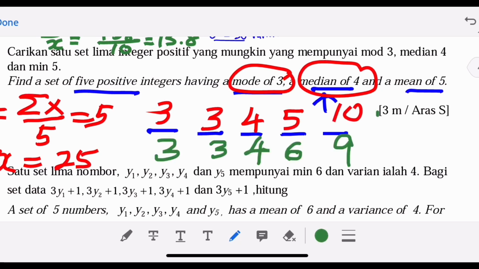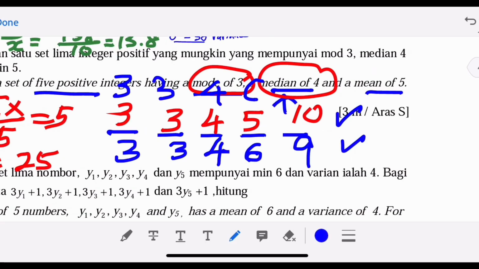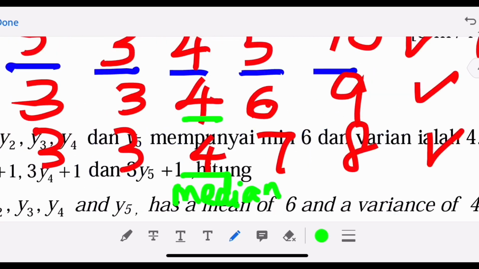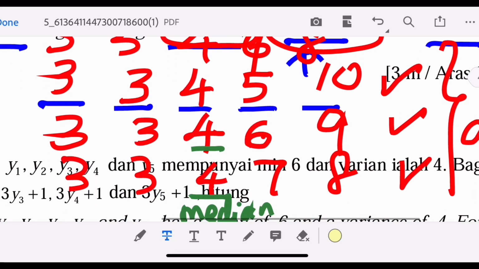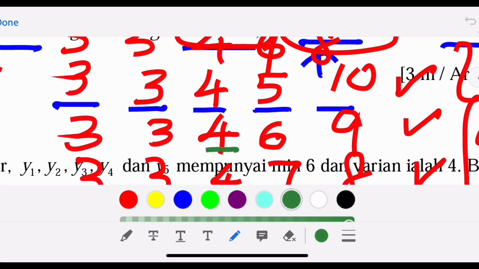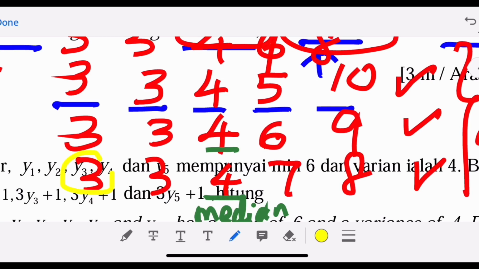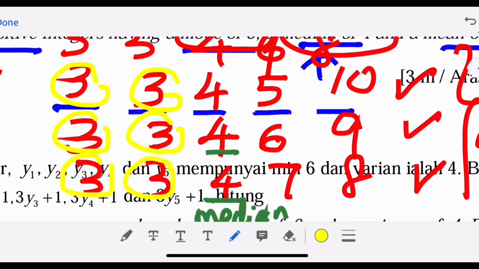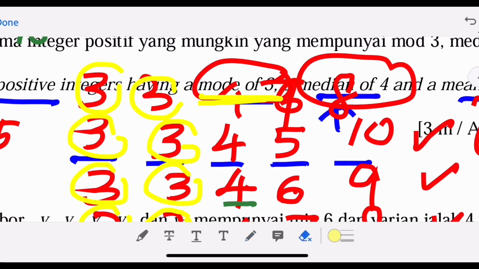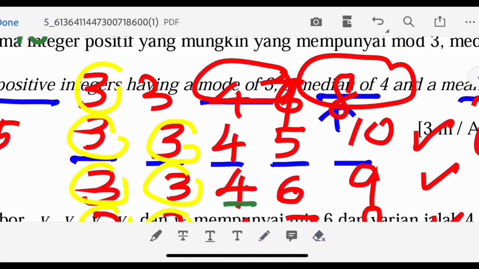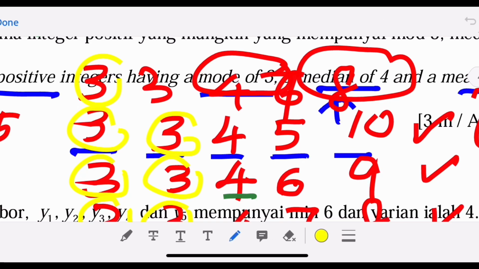3, 3, 4, 6, 9 is okay, the mode is still 3 and the median is still 4, and the summation of data must be 25. Other than this you can have another one, which is 3, 3, 4, 7, 8, because 7 plus 8 is also 15, right? 6 plus 9 is also 15, right? So long as the last two make 15, then the total should be 25, and the mean of the 5 numbers remains as 5.